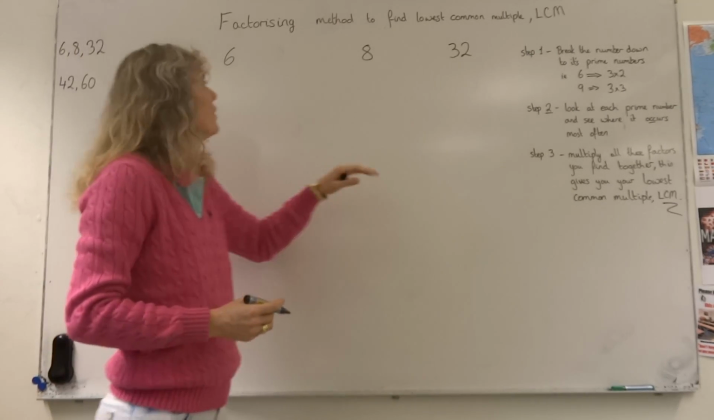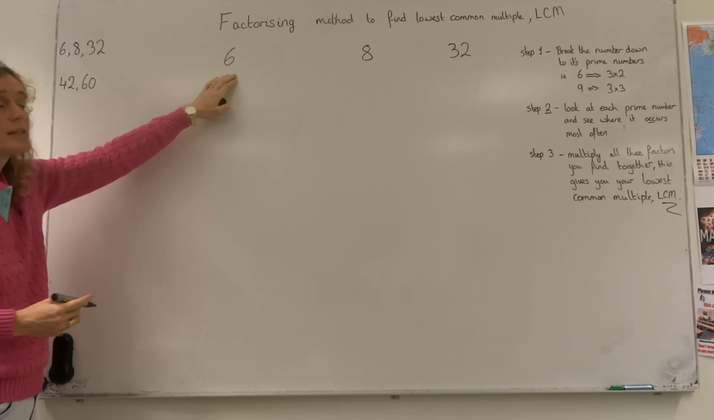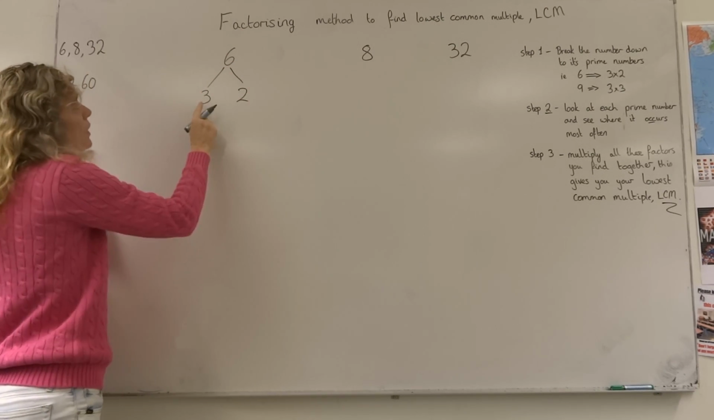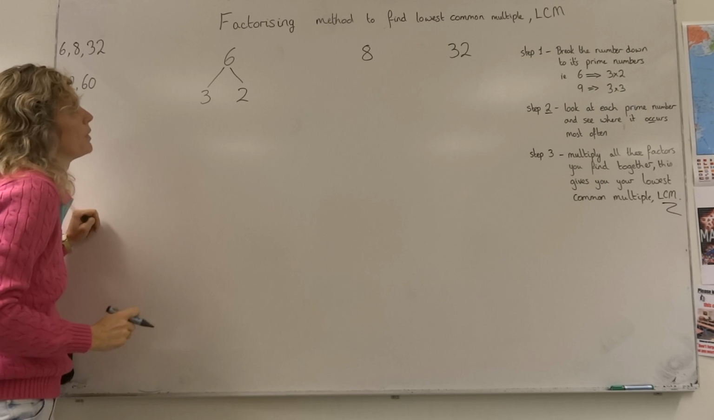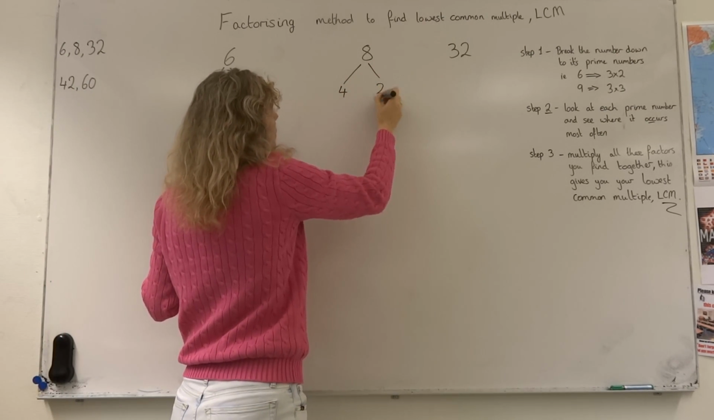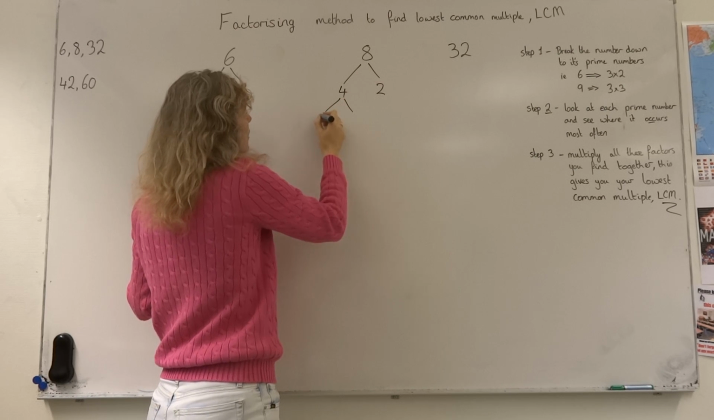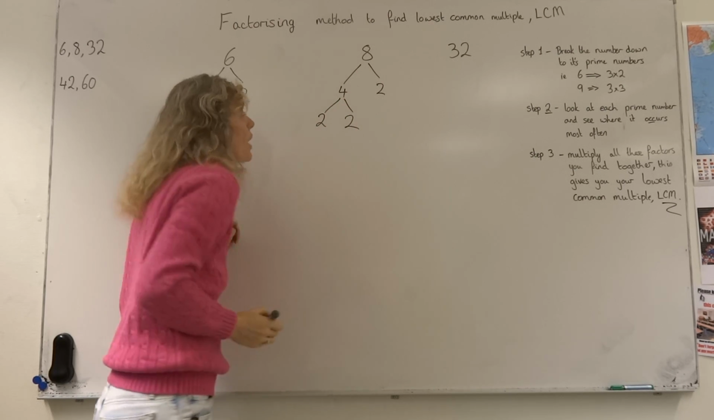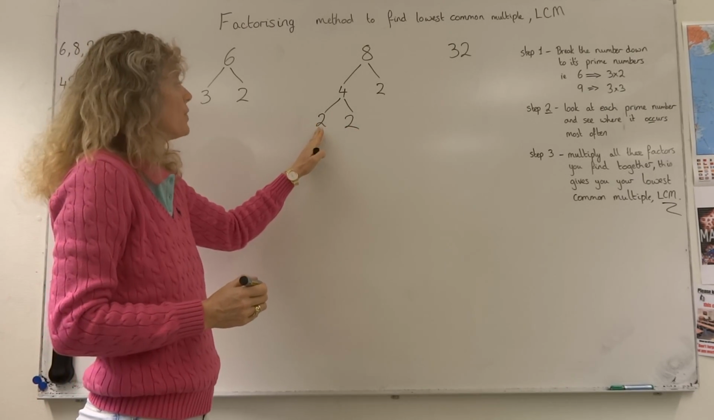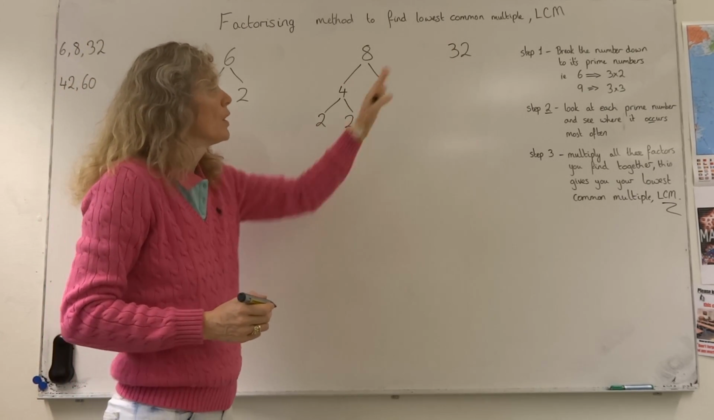Step one, break the number down into its prime numbers. 6 isn't prime. It can be broken down into 3 times 2. 3 is a prime number and 2 is a prime number. 8, we can get 8 by 4 times 2. And 4 can be broken down, because 4 isn't a prime number, into the prime numbers 2 times 2. So 8 consists of 3 prime numbers, 2 times 2 times 2.